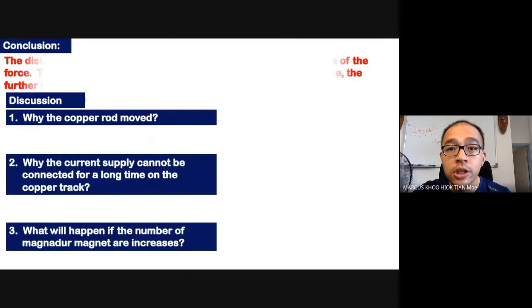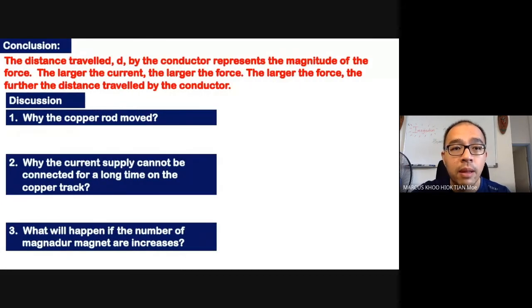And so the conclusion of this will be, the distance traveled represents the magnitude of force. This is the operational definition. The larger the current, the larger the force. The larger the force, the further the distance traveled by the conductor. Actually, for me, this is enough. The larger the current, the larger the force. Hypothesis is accepted. This is how I have taught you how to write the conclusion. We always go back to that. The rest of it is just explanation. You need not copy it thus far.